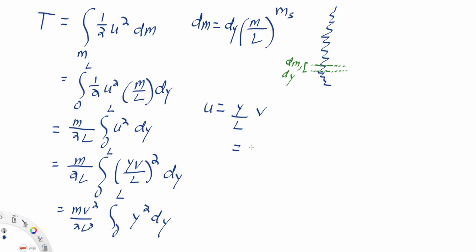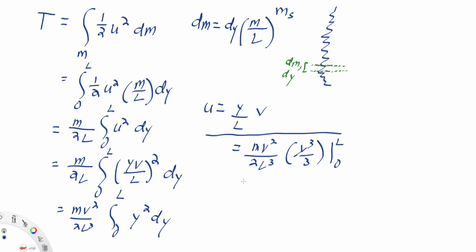So when we do that integral, we get mv squared over 2L cubed, and then y cubed over 3, evaluated at 0 and L. So when we use the top limit, we plug in L for y, we get L cubed. That cancels with the L cubed in the denominator. So we get mv squared over 6.